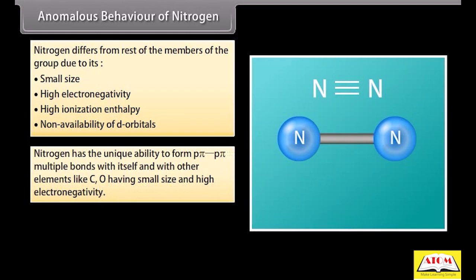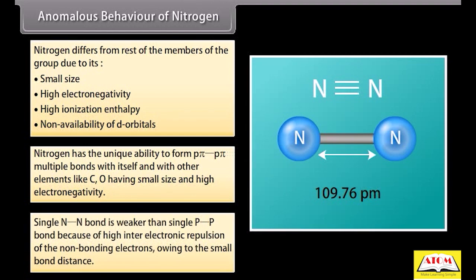Nitrogen has the unique ability to form pπ-pπ multiple bonds with itself and with other elements like carbon and oxygen, having small size and high electronegativity. Thus, nitrogen exists as a diatomic molecule with a triple bond between the two atoms, having high bond enthalpy 941.4 kJ per mole. A single nitrogen-nitrogen bond is weaker than a single phosphorus-phosphorus bond because of higher inter-electronic repulsion of the non-bonding electrons owing to the small bond distance.